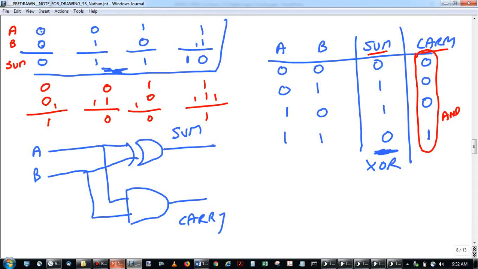Yeah? This one has how many ones coming in? 3. How many inputs can my half adder take? 2. You cannot do this computation. This line, this red line here, you cannot do this one because you don't have the facility to add the extra carry coming in. So what's the solution to that?